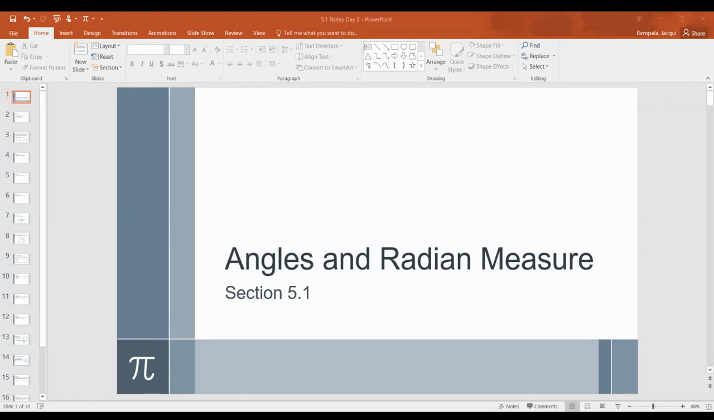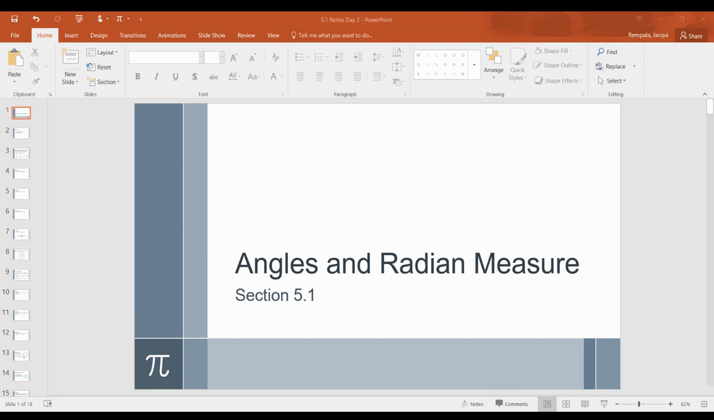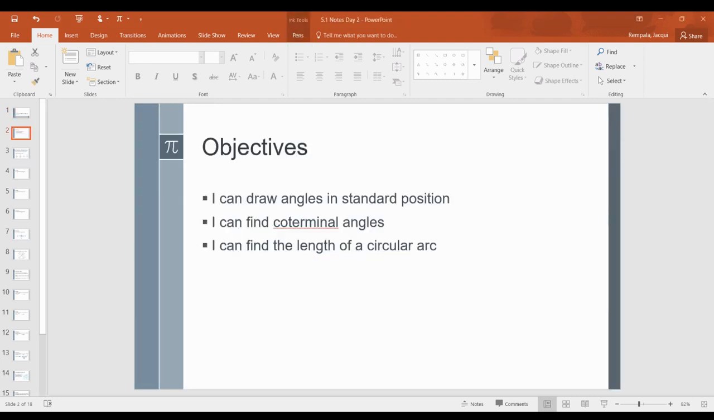Today we're going to continue looking at section 5.1, which is all about angles and radian measure. So today we're going to now start drawing angles in standard position. We're going to find something called coterminal angles, and we're going to find the length of a circular arc.